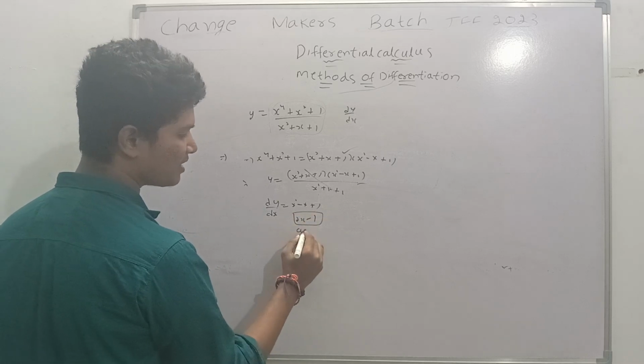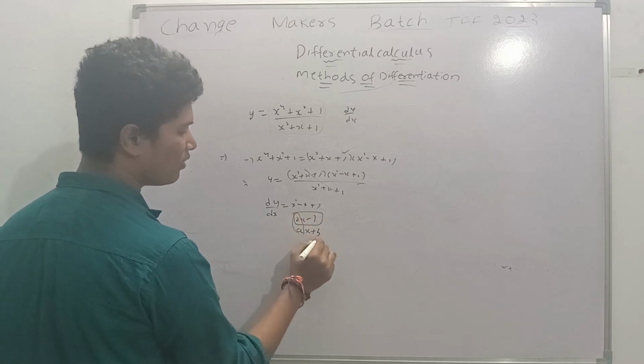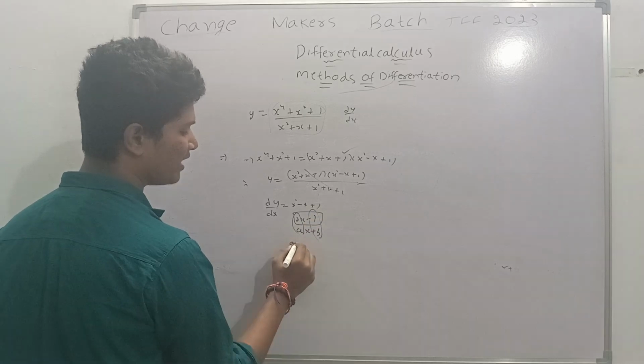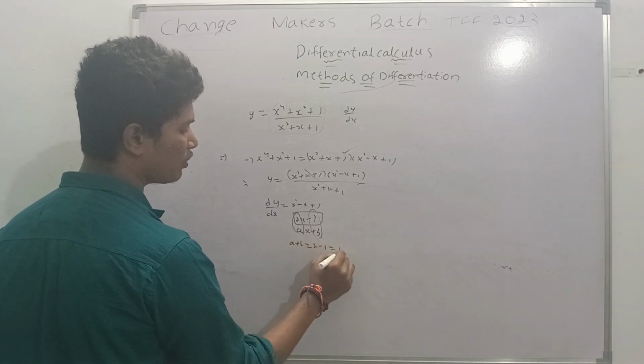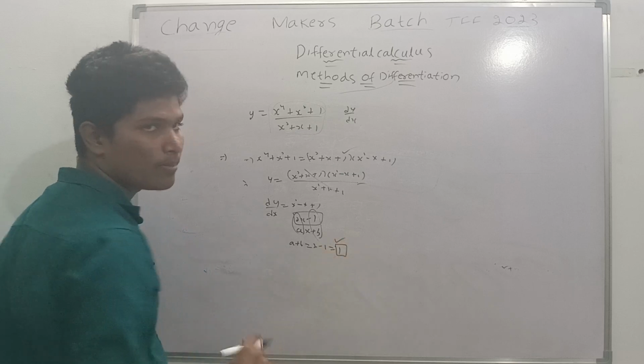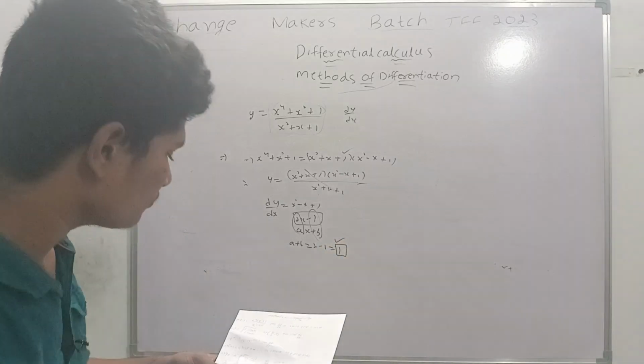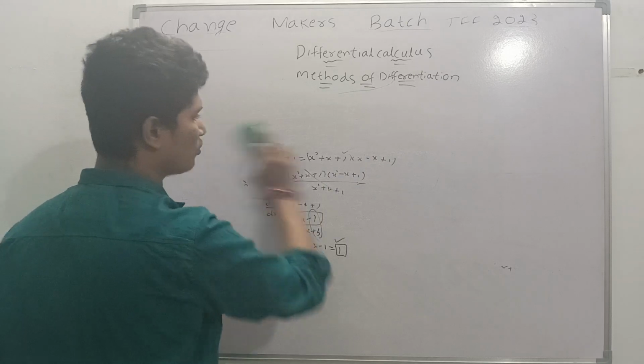What they asked is ax plus b. They asked what is a, 2, what is b, minus 1. So they asked a plus b. So 2 minus 1, that equals 1. So the answer is 1. This is a question. And next, second question now.